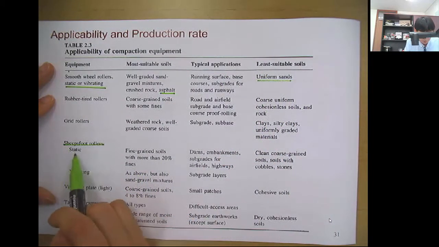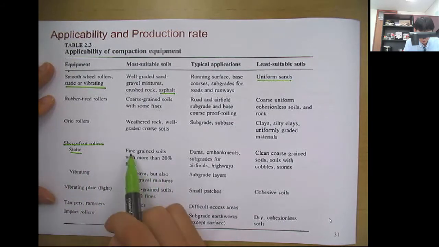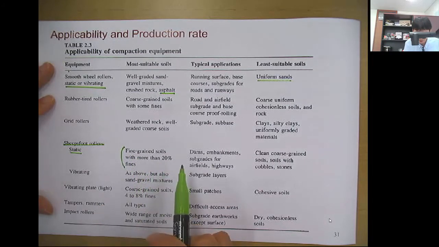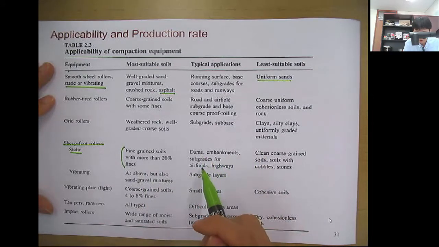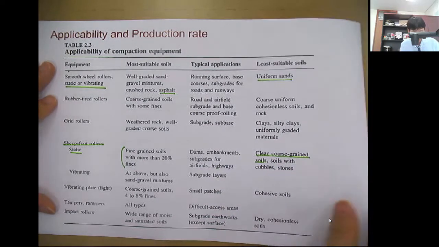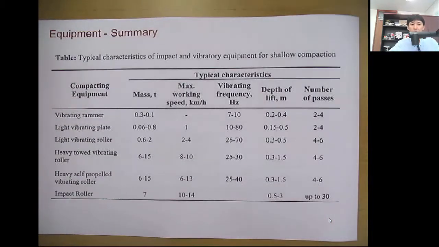The sheepsfoot roller is static. It is suitable for fine grain soil with more than 20% fines. For dams and embankments, you can apply it, but it's not suitable for clean coarse grain soil. So this is a good table to refer to in the future.